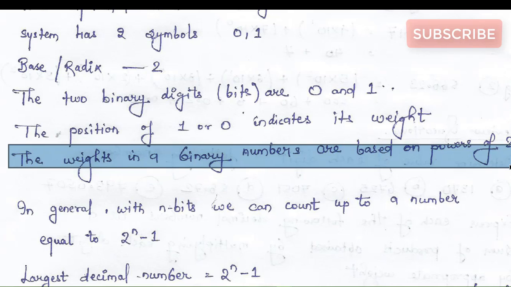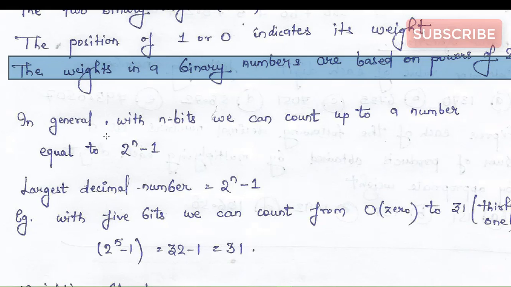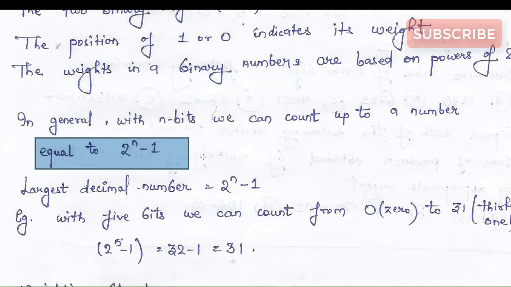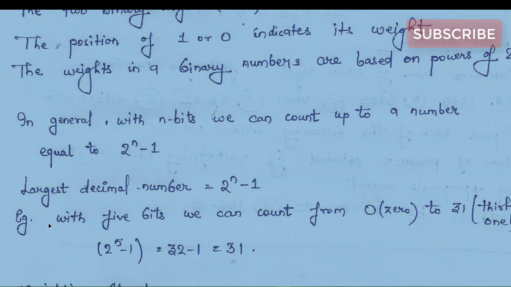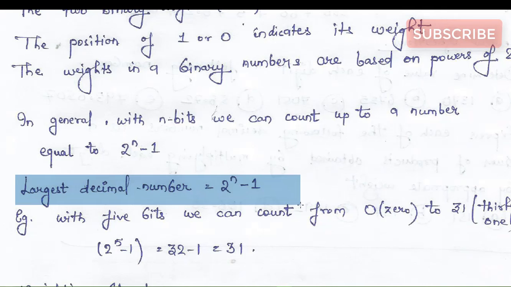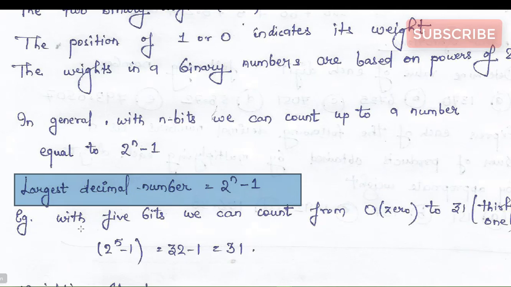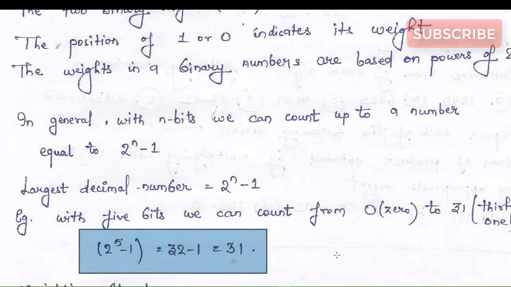Okay friends, so here is a formula: for n bits we can count up to a number. The largest number is equal to 2 to the power n minus 1. Let's say with 5 bits we can count from 0 to 31. Okay, if you have a 5-bit number, then the number counts up to 31. This type of question is generally asked in your university exams.